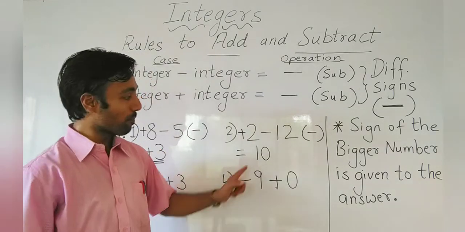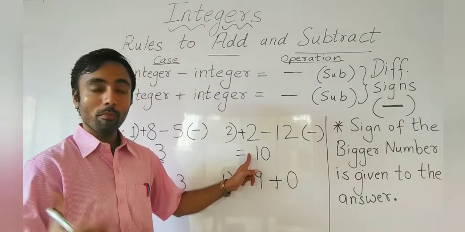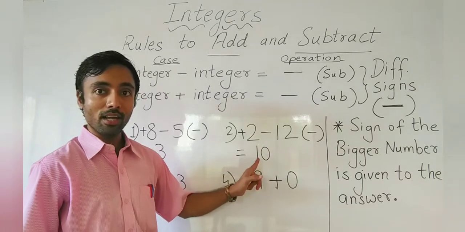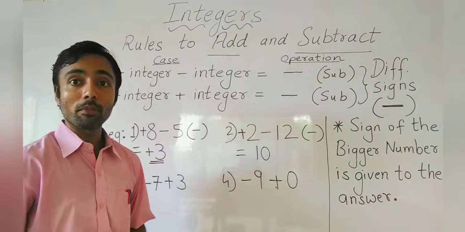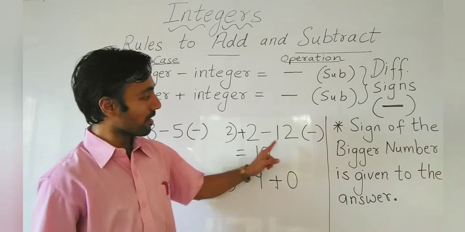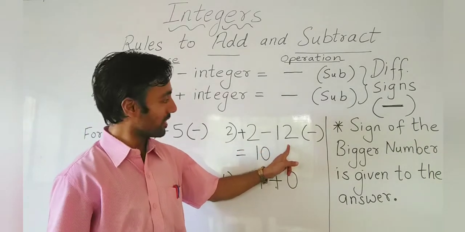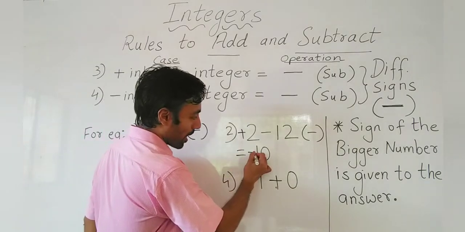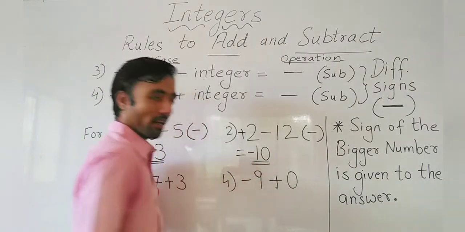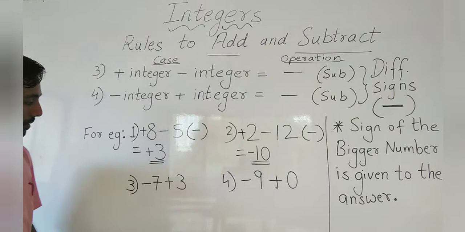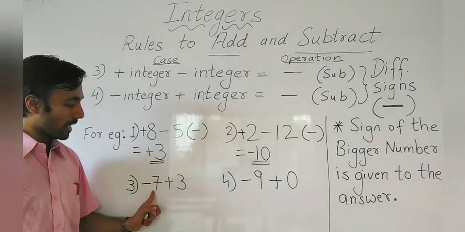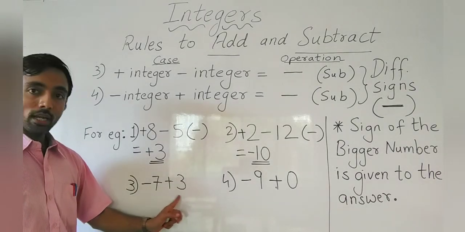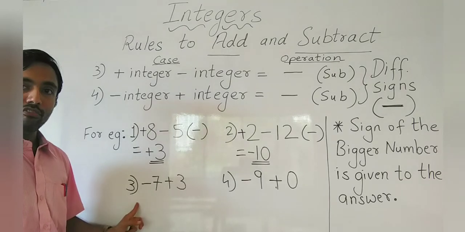Okay, and have you finished the sum? No. We have to put the sign here. So what will be the sign of this answer? The sign of the answer will come from the bigger number. Which is the bigger number here? 12. Yes. So 12's sign should go to the answer. It has to be minus 10 as the final answer. Let's see the last two examples. We have minus 7 with plus 3. Again a case of different signs.